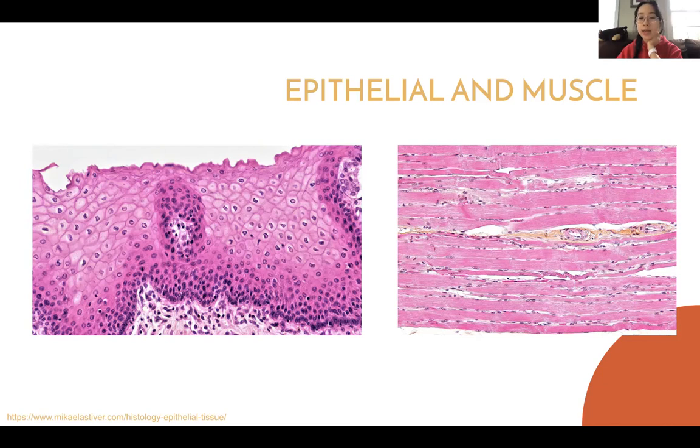On the right-hand side here, we see muscle. This is striated muscle, which means it's striped. If you look really close, you can see little stripes along the cells. And generally muscle cells show up pink because that's how they stain. And they're long cylindrical cells.